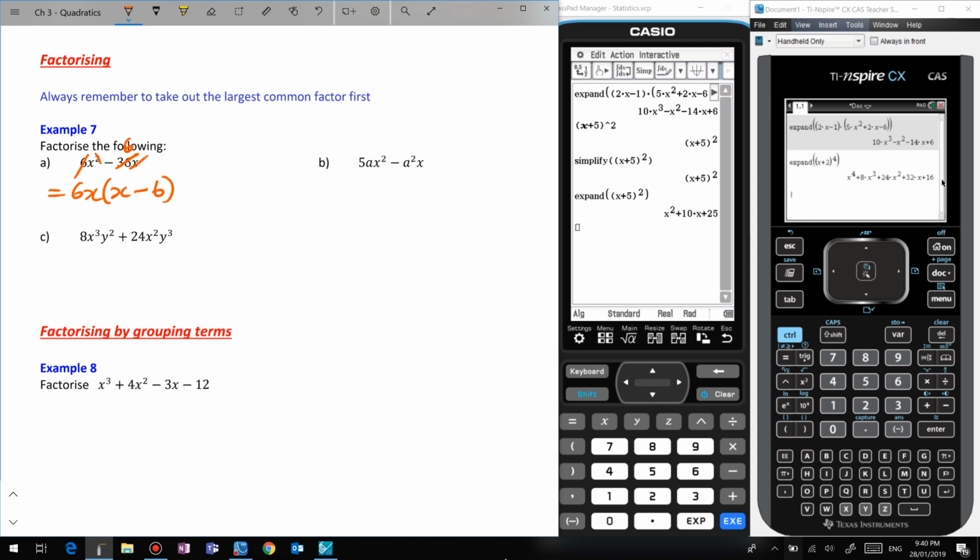Here I can't take out a common number. They've both got a and they've both got x. This one I've got a 5. I took the a out and I took out one of the x's, so I'm left with an x. I took out one of the a's and I took out the x, so I've got minus a. This one here, the highest number that goes into 8 and 24.